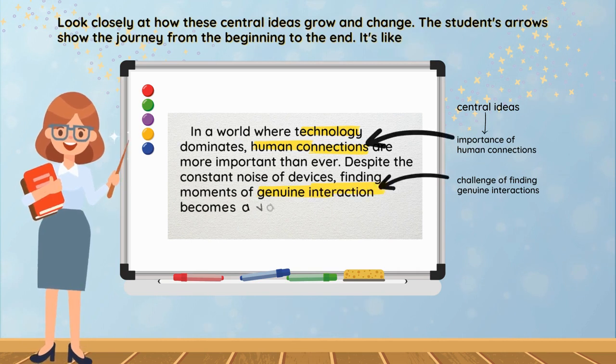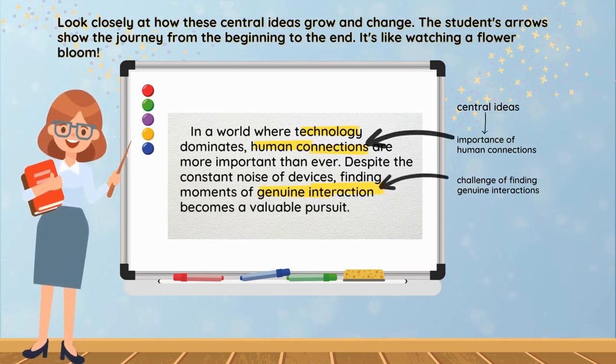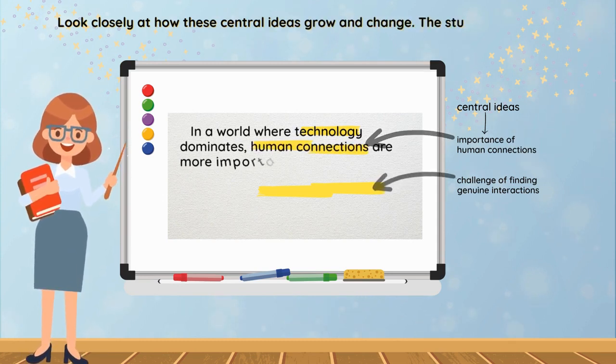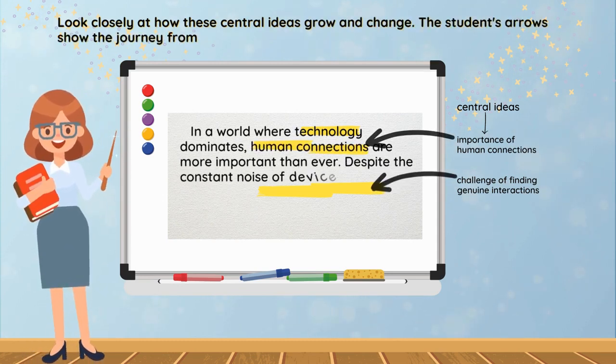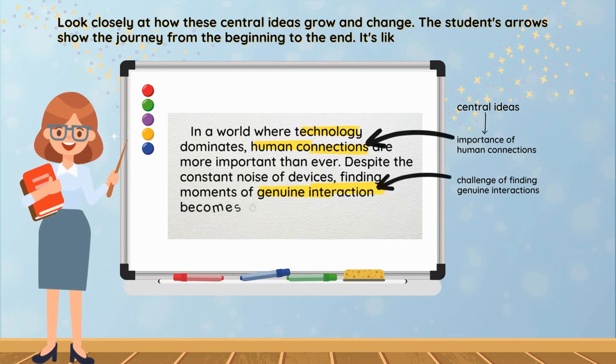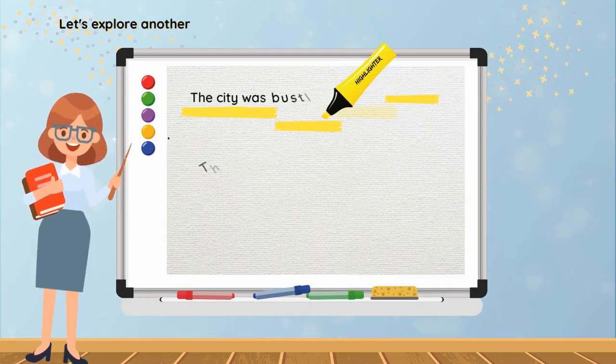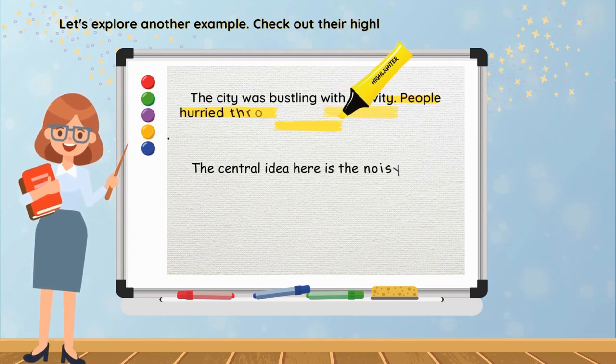Let's take a look at the central ideas and the importance of human connections. The challenge of finding genuine interactions, those are the central ideas. Let's explore another example. Check out their highlighted sentences and the notes they've added. Can you spot the central ideas evolving?